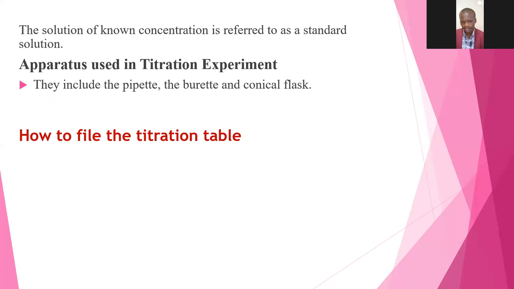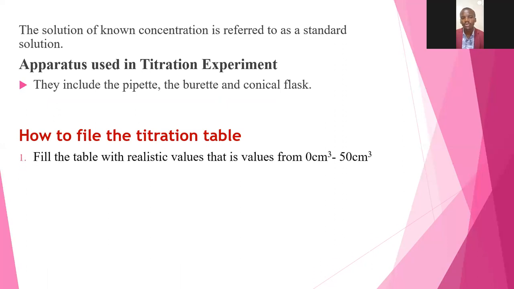Because it is much easier to know how the titration table is filled. One thing that you should know: fill the table with realistic values. We know that the burette reads from 0 to 50. So any value below 0 is unrealistic.